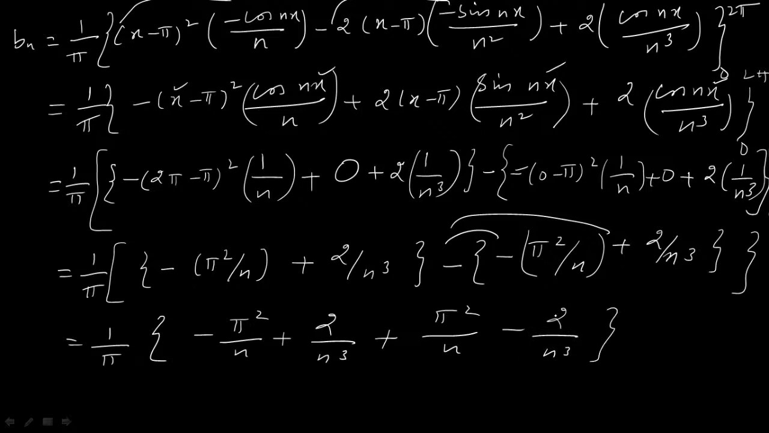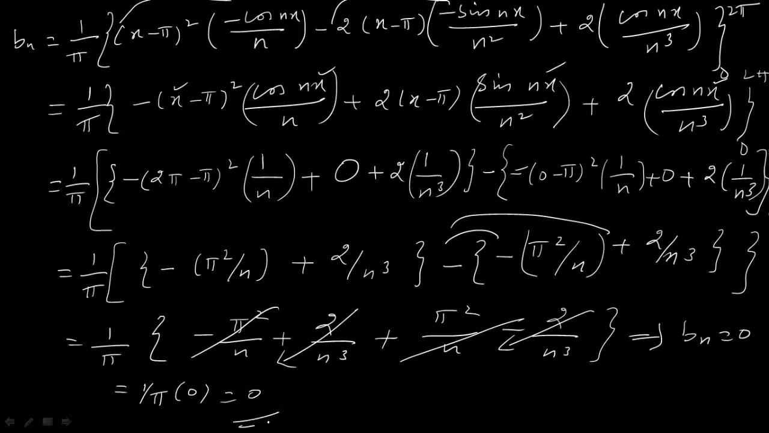So all these terms become cancelled, because minus 2 by n cube plus 2 by n cube, pi square by n minus pi square by n. So what happens here? Which implies Bn is equal to 0. Okay, so all of them become cancelled, which means 1 by pi of 0, that is 0. So Bn is equal to 0. So there is no Bn term.